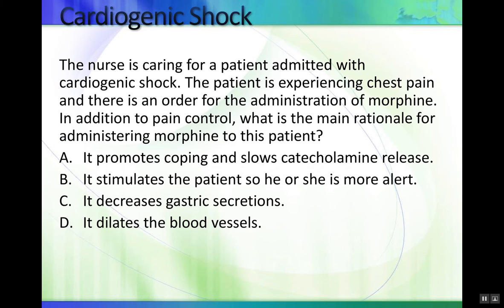So here's a question for you. The nurse is caring for a patient admitted with cardiogenic shock. The patient is experiencing chest pain, and there's an order to administer morphine. In addition to pain control, what is the main rationale for administering morphine to this patient?